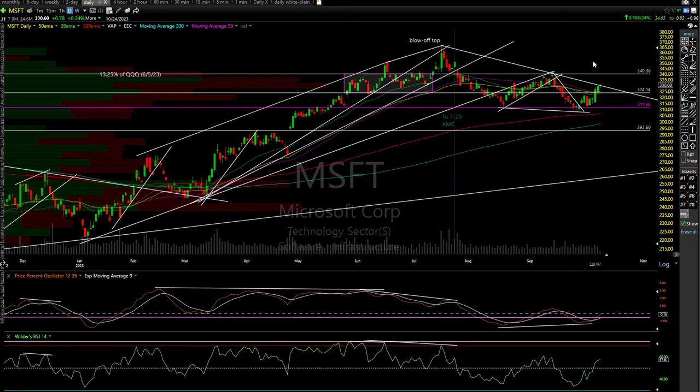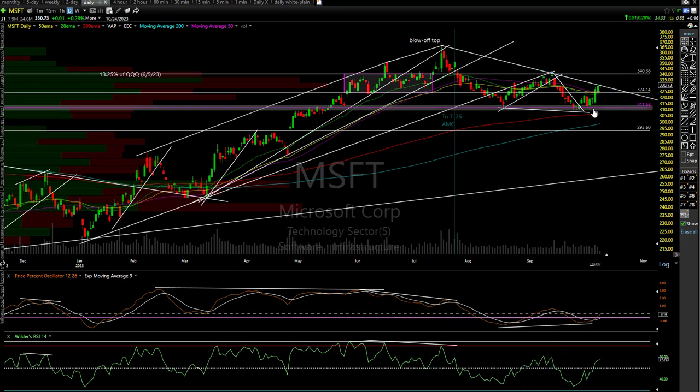Daily chart, Microsoft. Key levels here, downtrend line off the highs. Oops, that's not my trend line tool. This is downtrend line off the highs. We're right there. Microsoft at resistance. It had positive divergence like Apple did on the PPO, but it did not have it on the RSI. It made a slightly lower low there. That's why I only show it there.